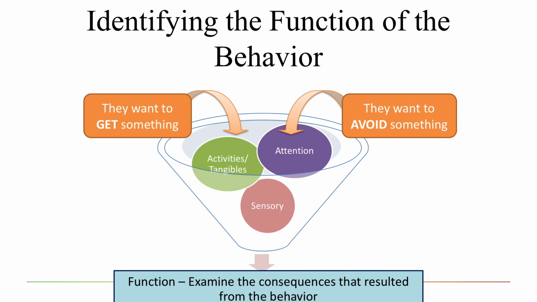All behaviors are maintained by one of two functions, which are to access, to get something, which we call positive reinforcement, or to avoid, to get out of something, which we call negative reinforcement. For example, people may access or avoid A, attention, B, activities or tangibles, and or C, sensory experiences.